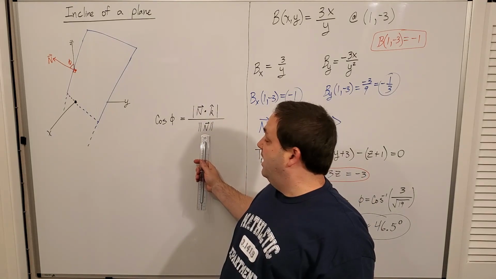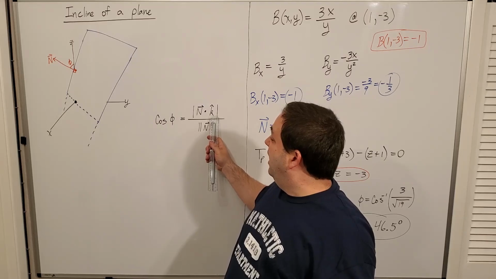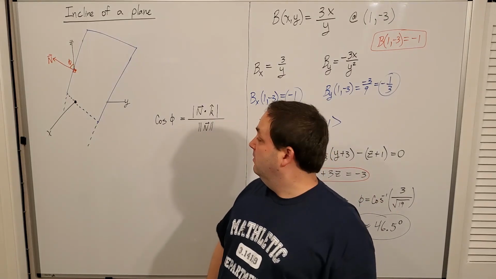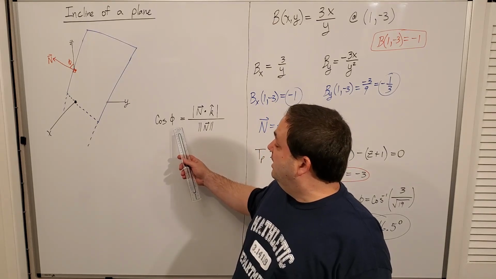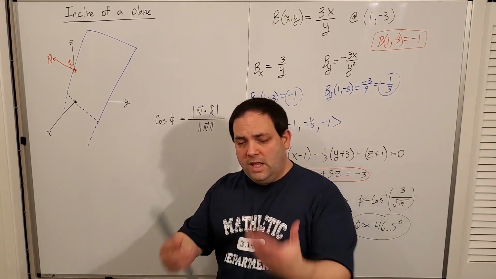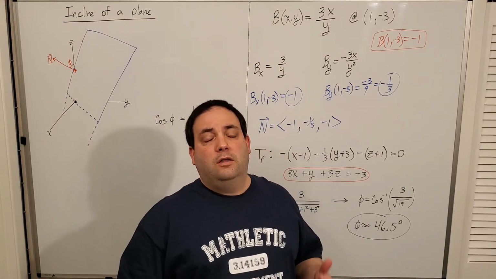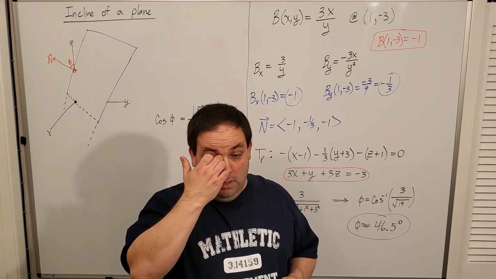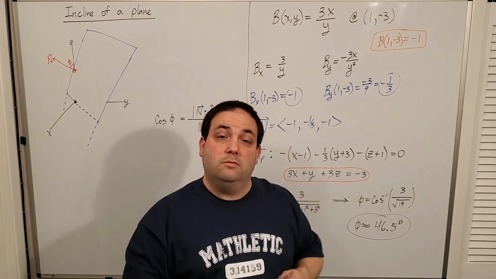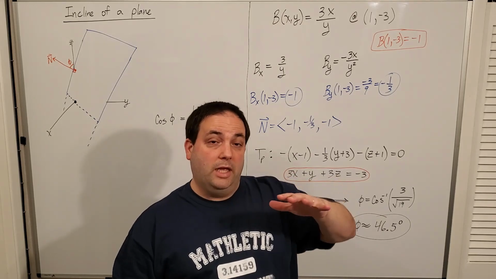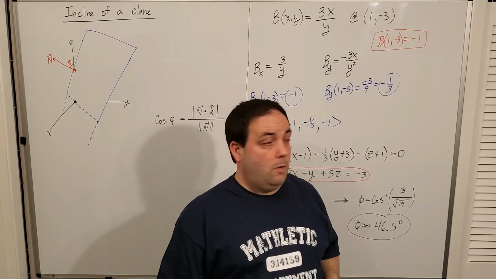Divided by the length of n. Technically also divided by the length of k, but the length of k is 1. It's a unit vector. Okay? So we can find the incline of a plane this way. And whenever we're talking about tangent planes, the incline becomes important, just so I can judge what direction that particular plane might be inclined on the surface, right?